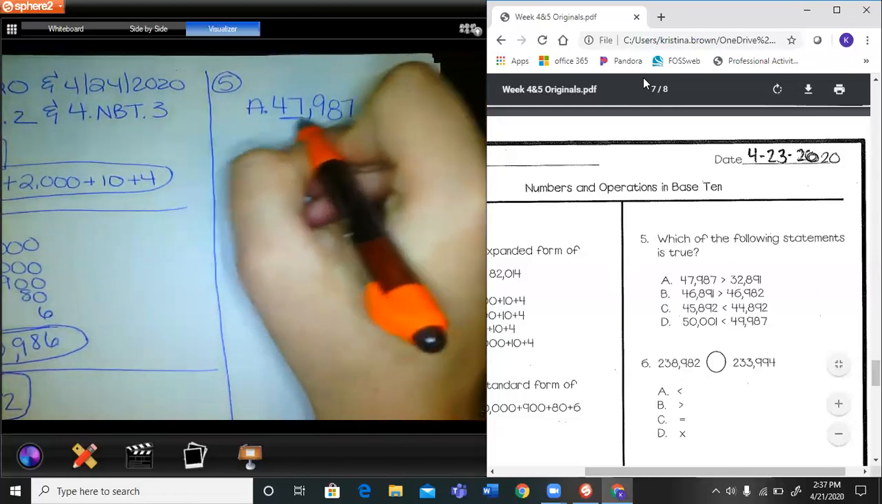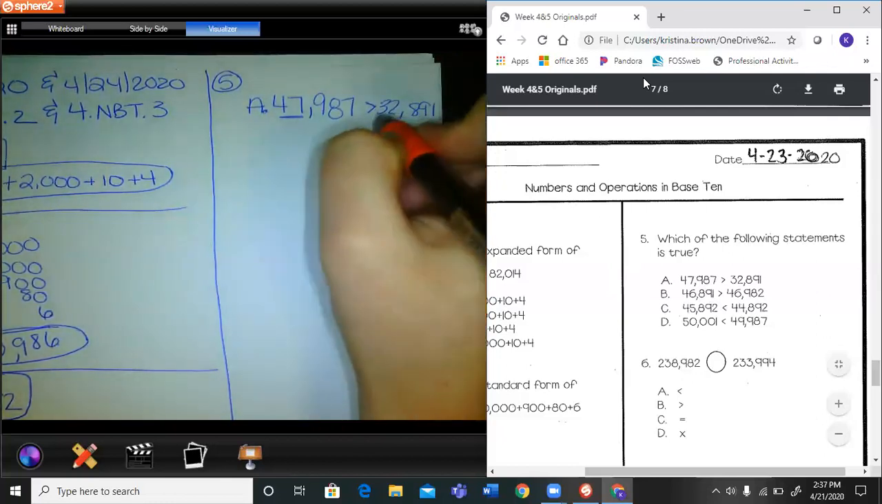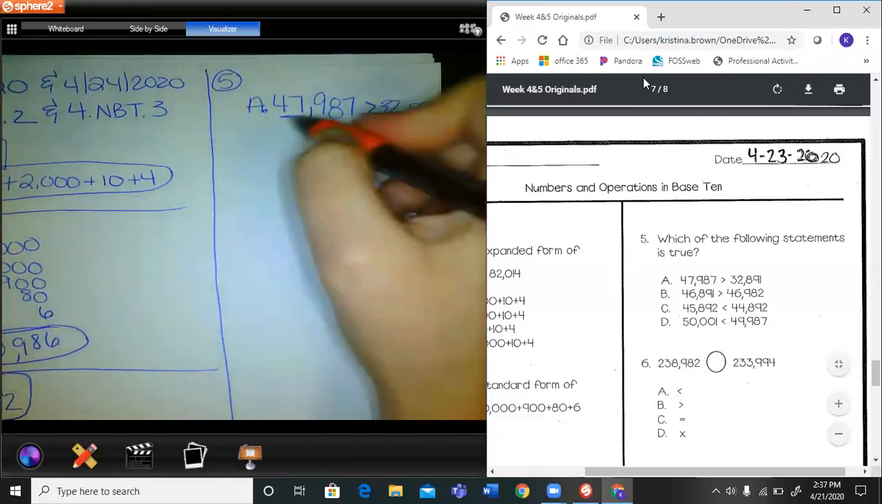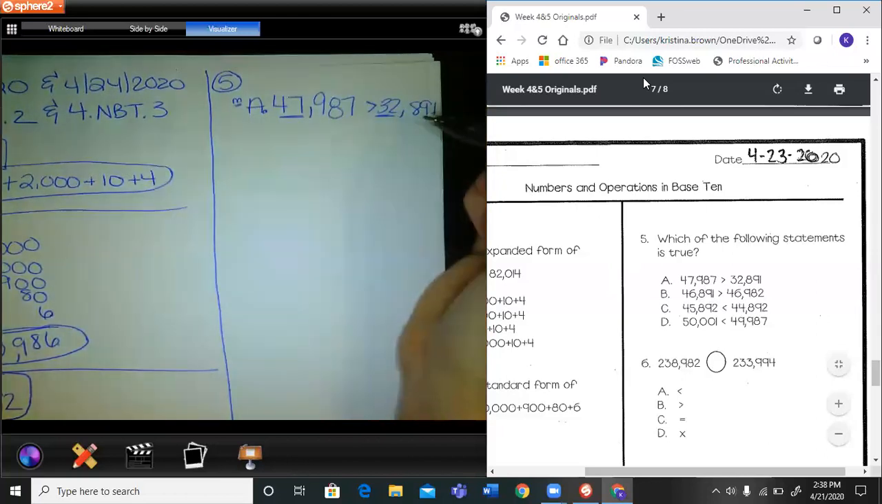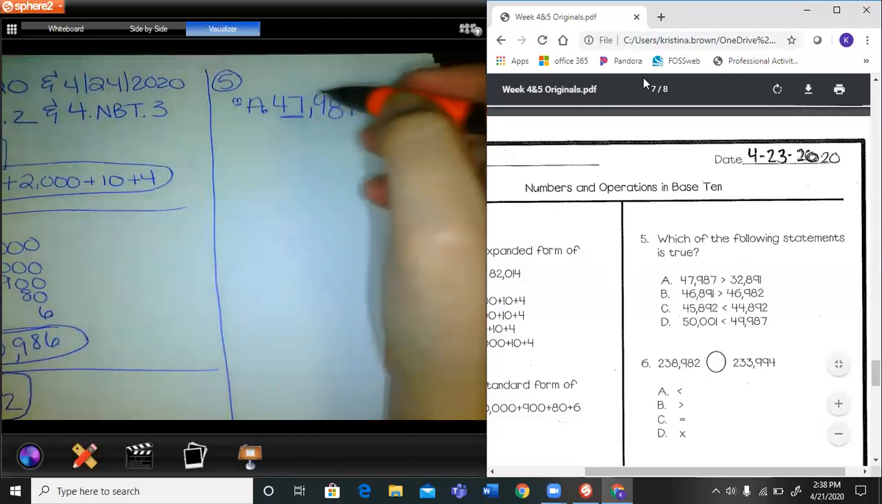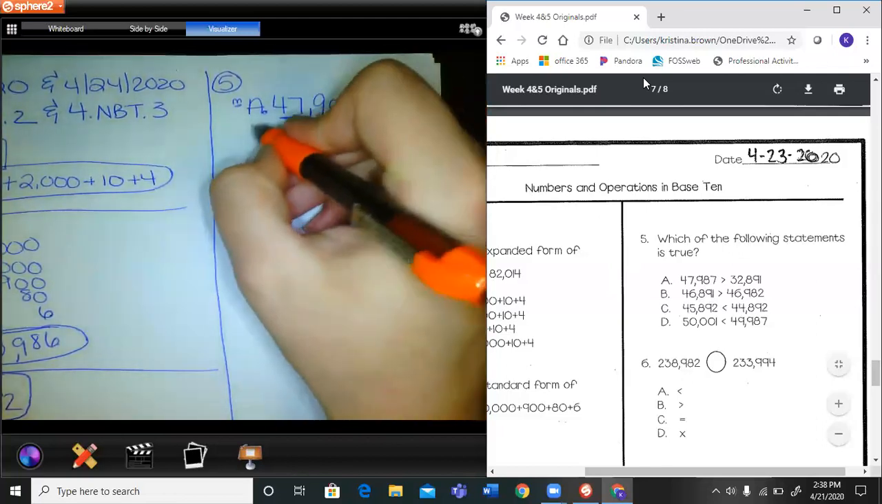47,000. Just looking at our thousands and 10,000s place, I automatically know that this is larger than this one. So A, I'm going to put an M for maybe, so I know that I've worked it out and that I can go back and select that as my answer if all the other ones prove to be incorrect.